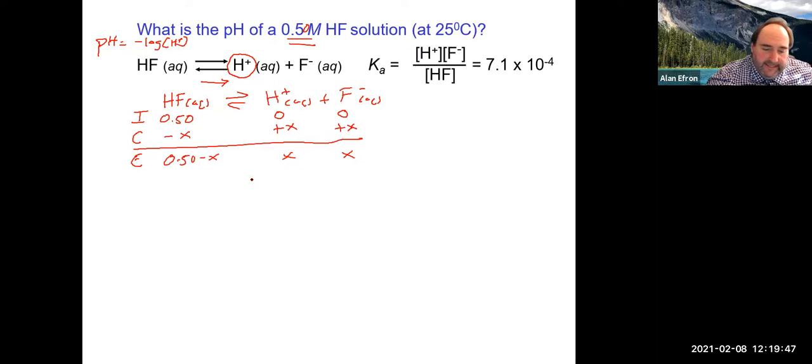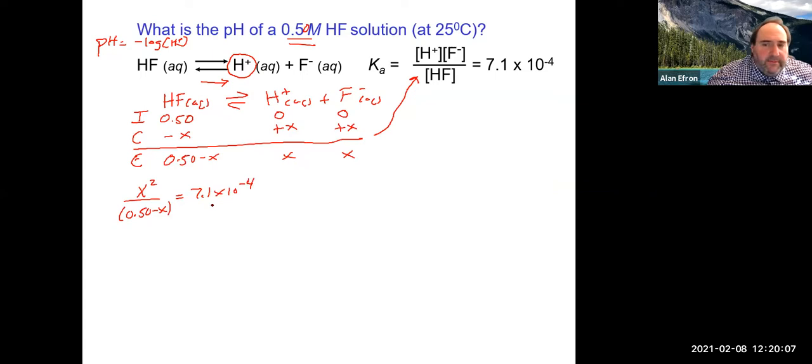So just like in the previous chapter, we got all of our equilibrium. We're going to go into our expression here and basically solve for x. If we do that, that will get us x squared divided by 0.5 minus x is equal to 7.1 times 10 to the minus 4.